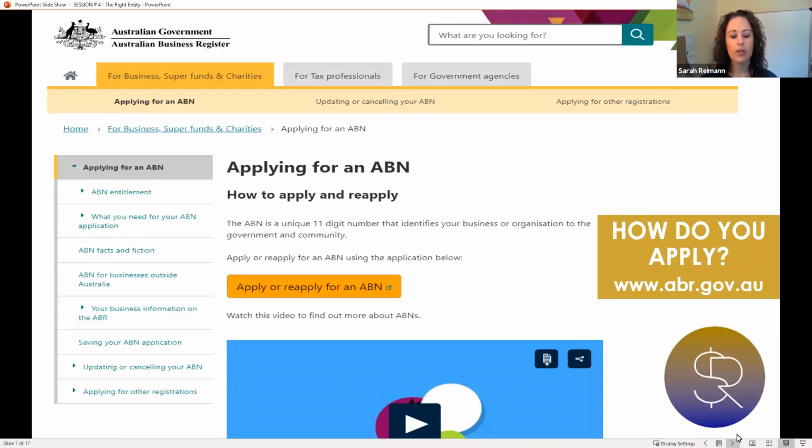So how do you apply to become a sole trader? As you can see on the screen, I've got a screenshot here of the Australian Government Business Register, just as an example. So you apply for an Australian business number, or an ABN, through the Australian Business Register on abr.gov.au, as you can just see.